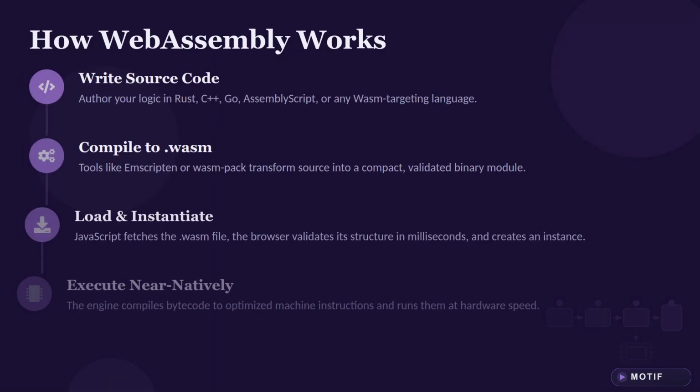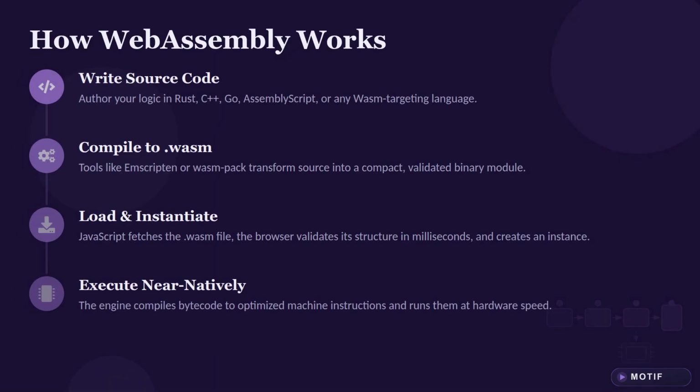The journey from source code to running WASM has 4 clean steps. You write your program in a systems language like Rust or C++. A toolchain, Emscripten, wasm-pack, or a native compiler compiles it to a .wasm binary. The browser fetches and instantiates the module, validating its structure in milliseconds. Then, the browser's engine compiles the bytecode to optimized native machine code and executes it. The whole process happens in a fraction of the time JavaScript startup takes.